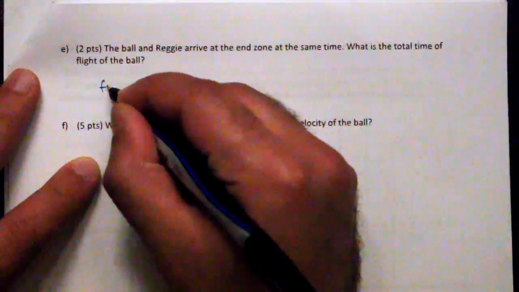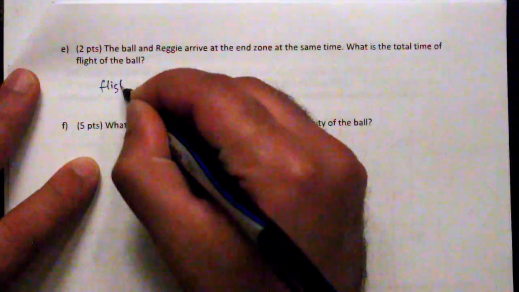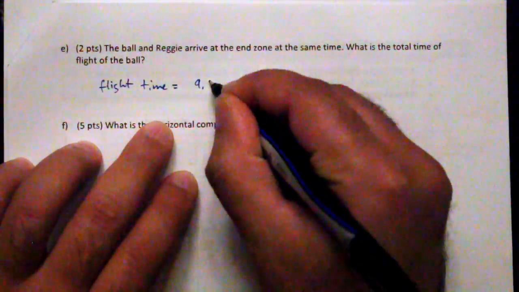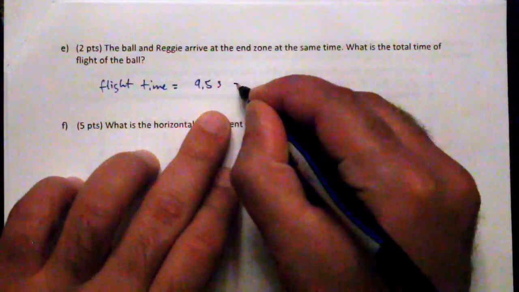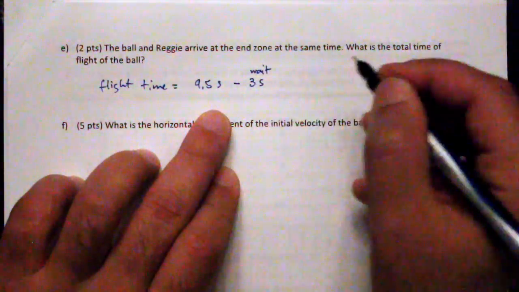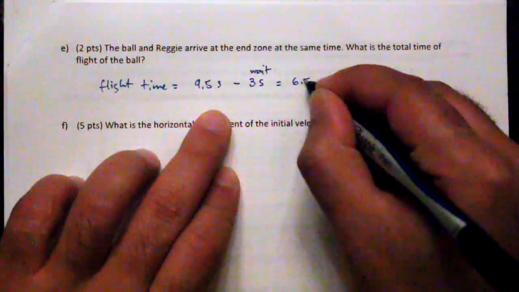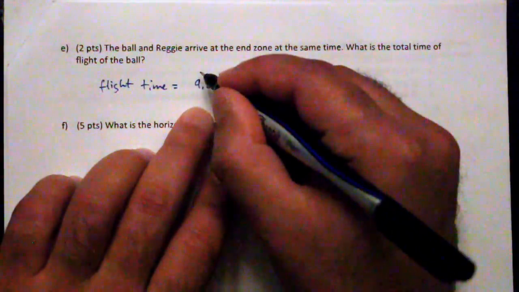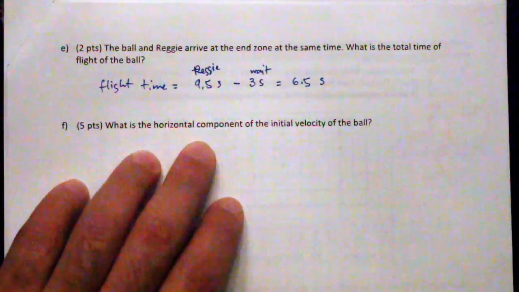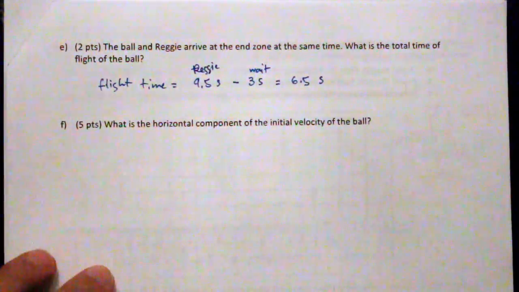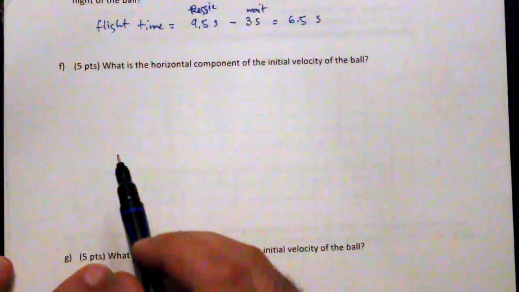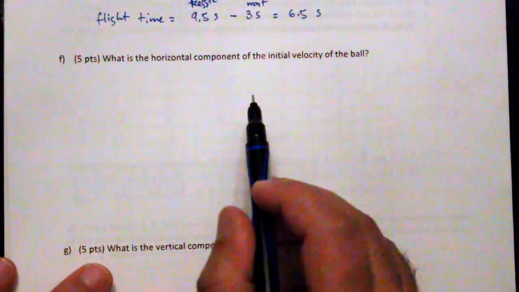So, the flight time of the ball is the 9.5 seconds that Reggie takes minus the 3-second wait by Theo before he throws the ball. So it has to be 6.5 seconds for them to arrive at the same time. What is the horizontal component of the initial velocity of the ball?